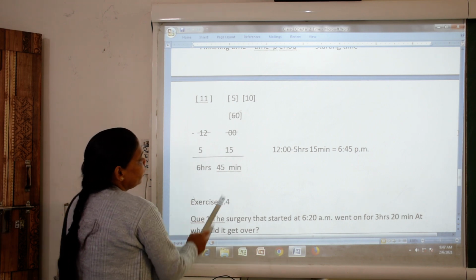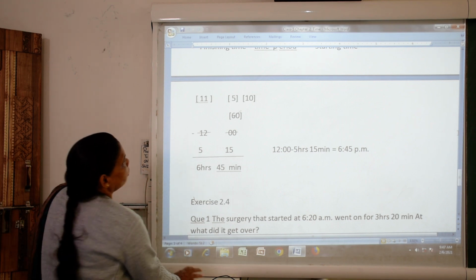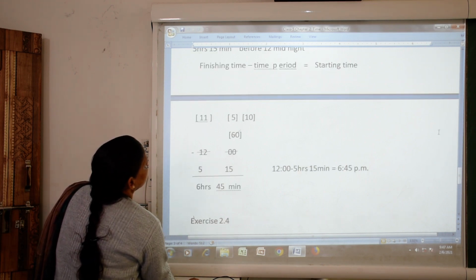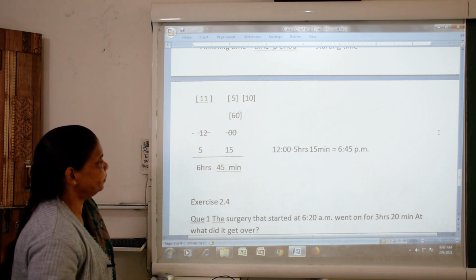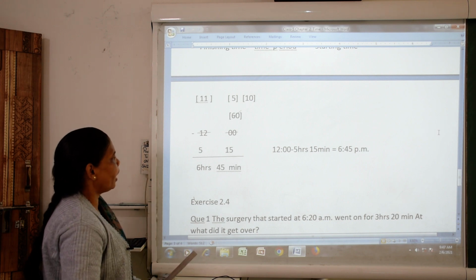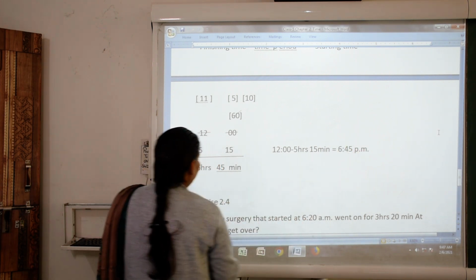So how do you write this midnight time? After midnight you will write the PM. So here you will write 6:45 PM.